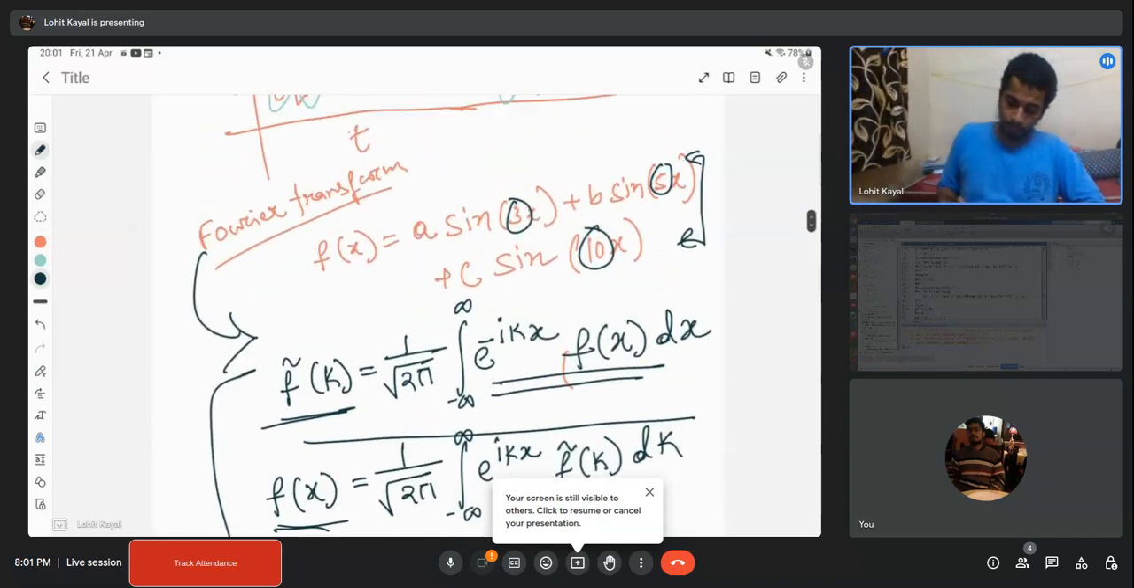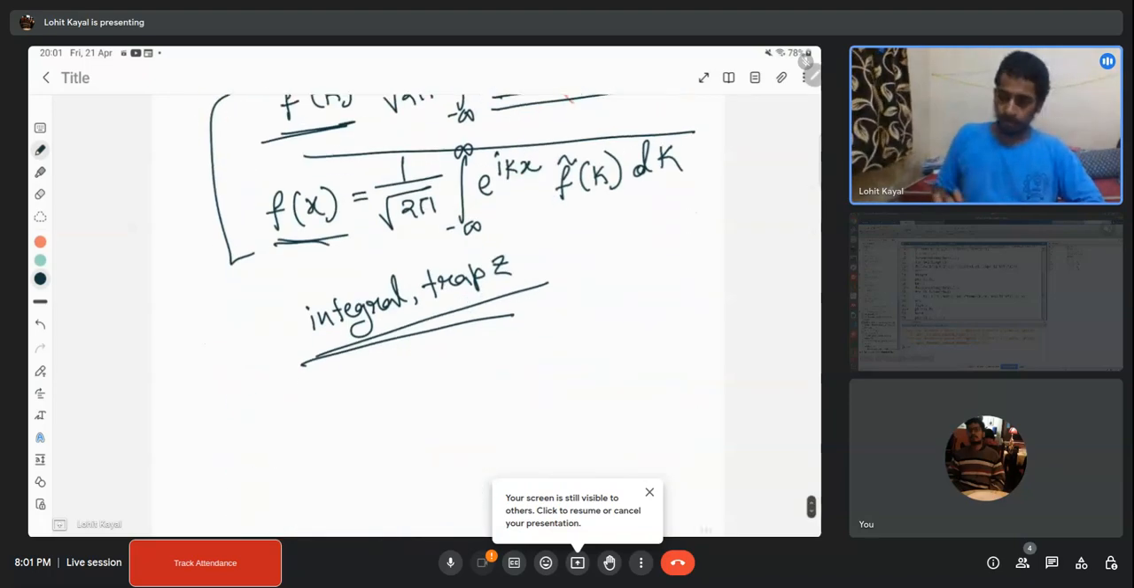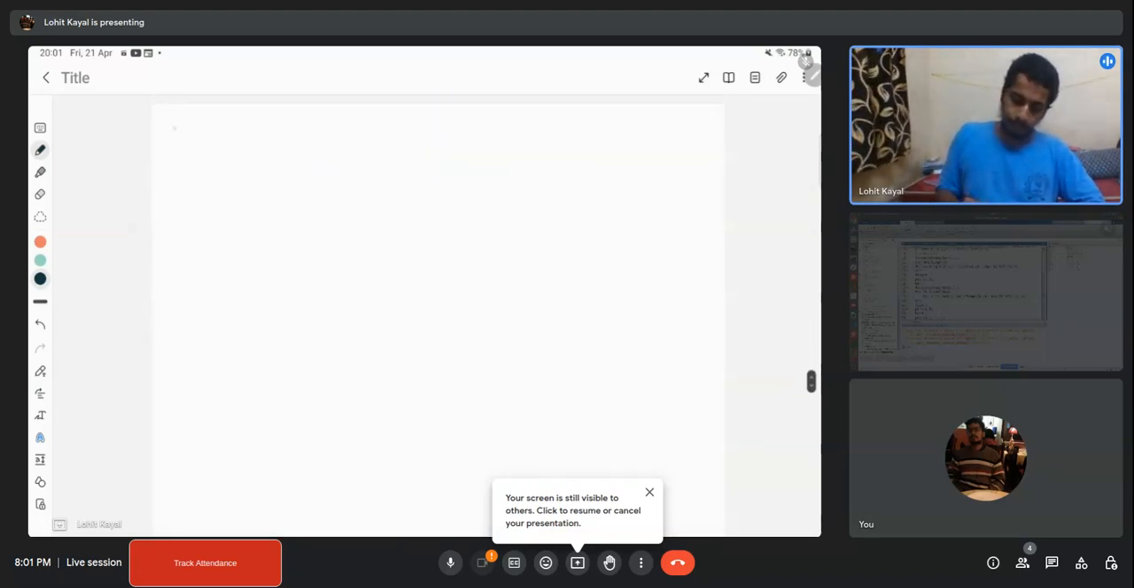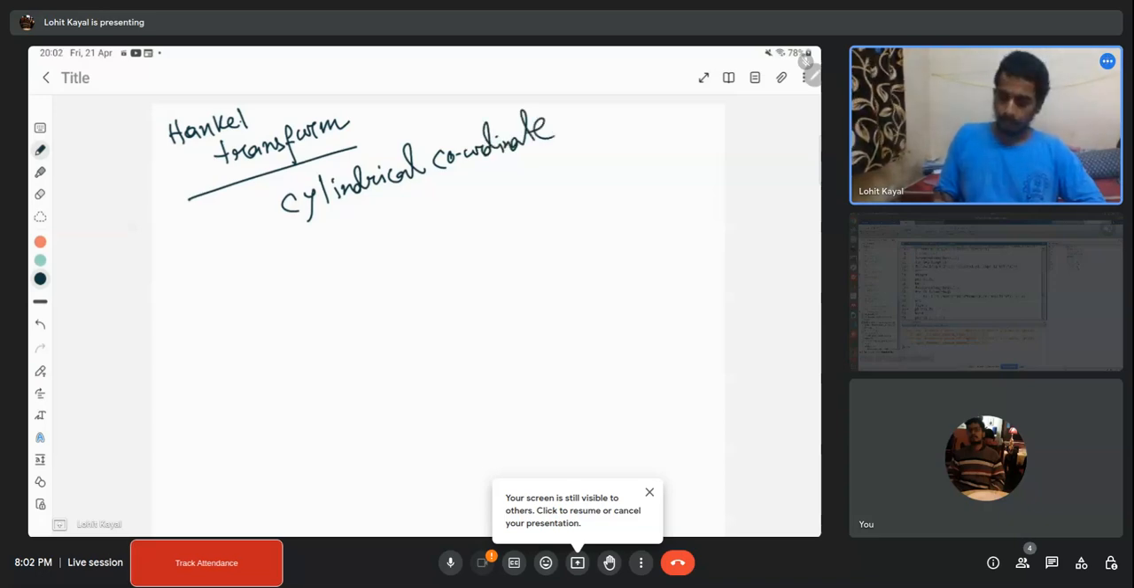So now this Fourier transform is applicable for the Cartesian coordinate, XY coordinate, XYZ coordinate. Now this Hankel transform is applicable on the cylindrical coordinate. The idea is the same. You have some data point, some signal in this plane in the radial coordinate, and you need to get back.